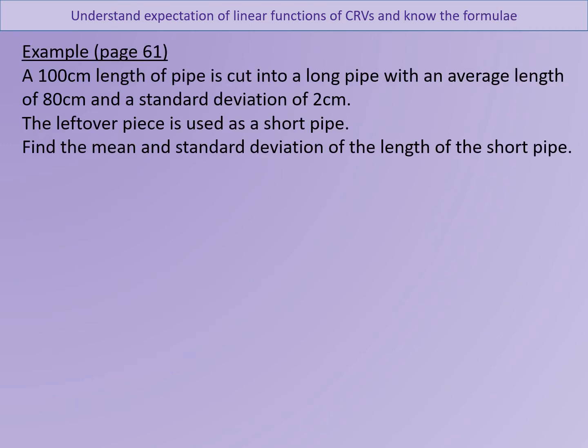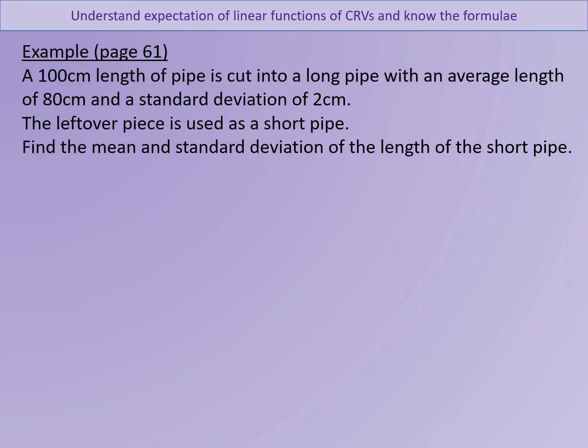In this example, we're going to consider a 100 centimetre length of pipe, which is being cut into two pieces, a long pipe and a short pipe. The long pipe has an average length of 80 centimetres and a standard deviation of 2 centimetres. The leftover piece is then being used as a shorter pipe. We want to find the mean and the standard deviation for the length of the short pipe.